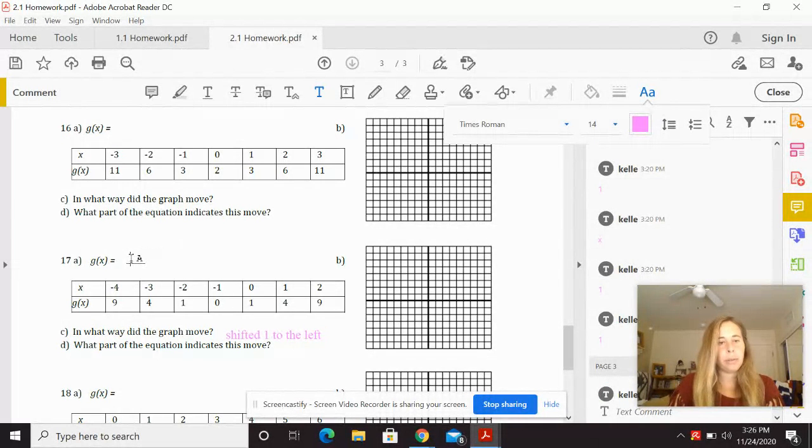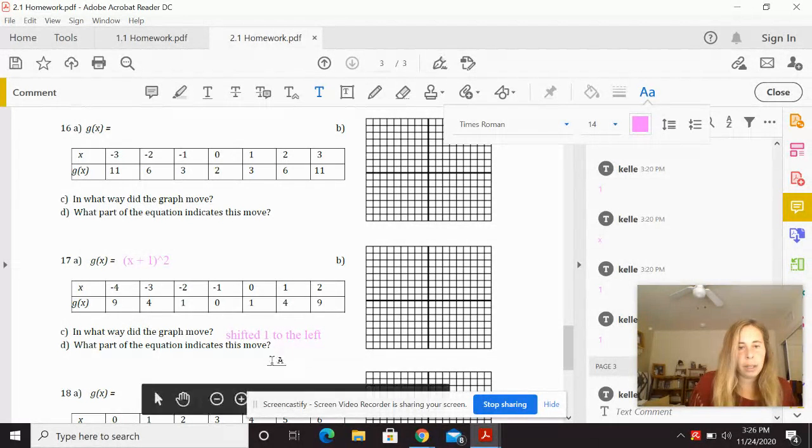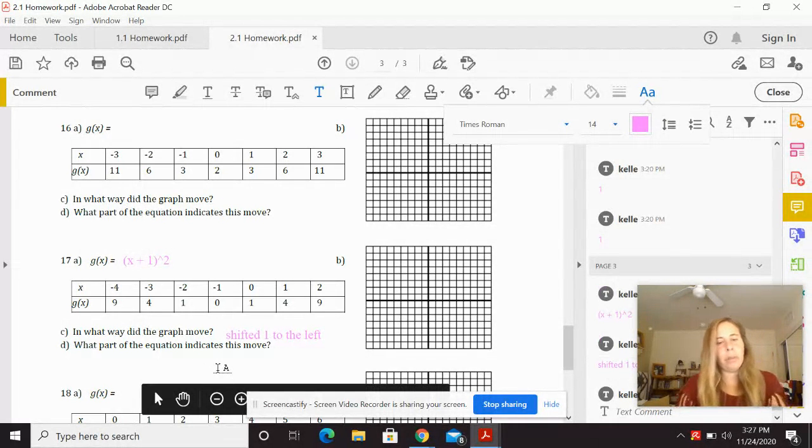Oh, we're supposed to write the equation first. My bad. Then if you're shifting 1 to the left, that's +1, and then squared. Okay. So we're shifting 1 to the left. It's x plus 1 quantity squared. What part of the equation indicates moved? The plus 1 inside the parentheses. Right?